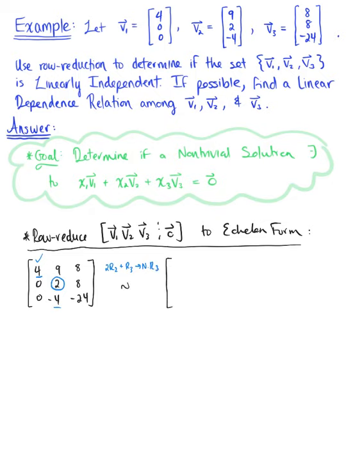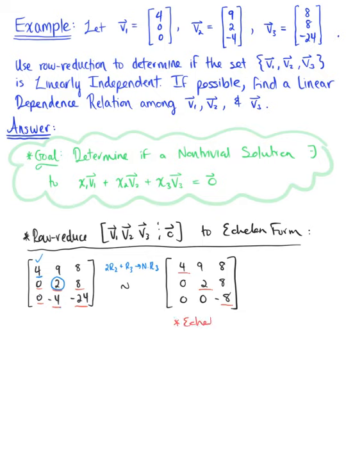Our first row remains as it is. This is still 4, 9, 8. The second row will remain as it is, 0, 2, 8. And now we have 0 plus 0 gives us 0. We have 4 minus 4 leaves us with 0. And we have 16 minus 24, leaving us with negative 8. And would you look at this? We have attained echelon form.